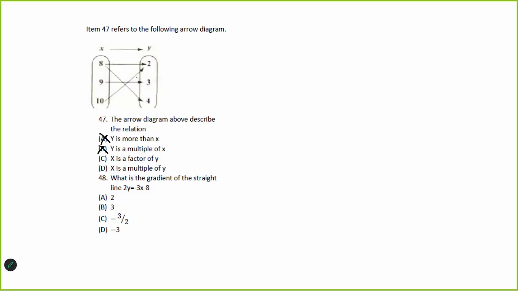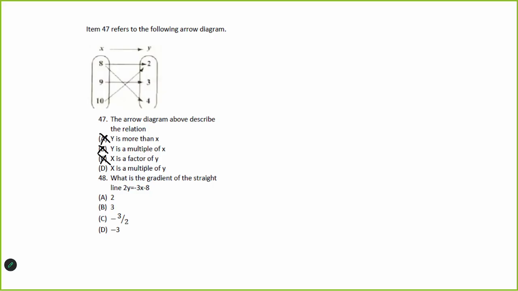X is a factor of y? If we look at factors, no. X is not a factor of y, because if we look at 2, 3, and 4, factors of 2 are 1 and 2. Factors of 3 are 1 and 3. Factors of 4 are 1, 2, and 4.